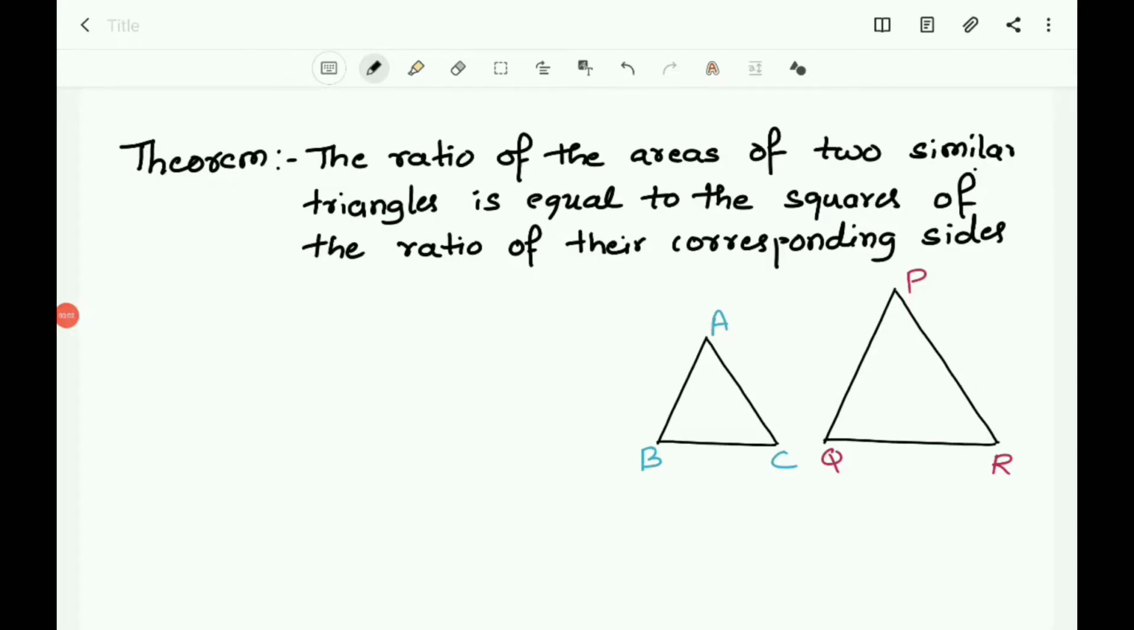Children, let us continue the chapter Triangles. You learned that the ratio of the corresponding sides of similar triangles are the same. Now let us discuss that the ratio of the areas of two similar triangles is equal to the square of the ratio of their corresponding sides. Here there is a theorem to state that the ratio of the areas of two similar triangles is equal to the squares of the ratio of their corresponding sides.